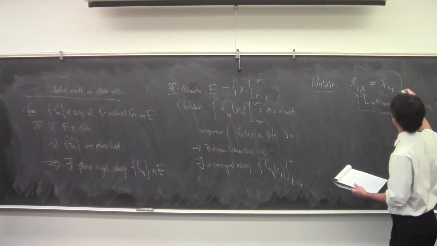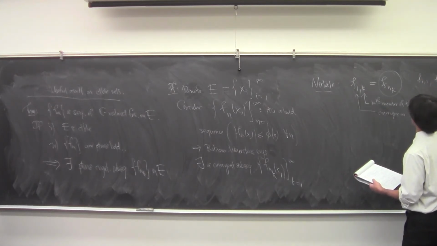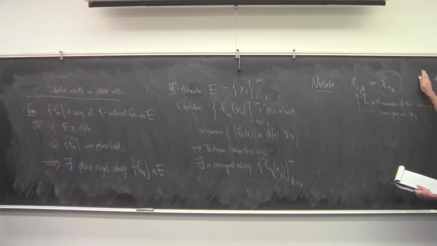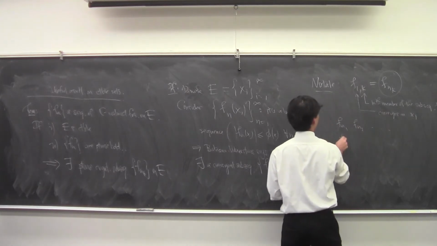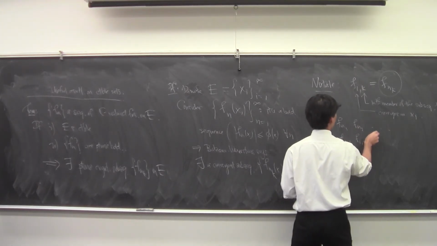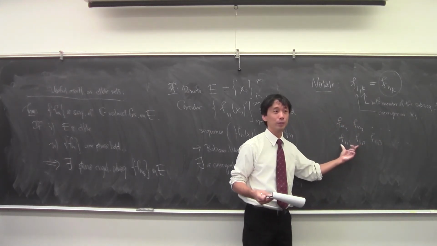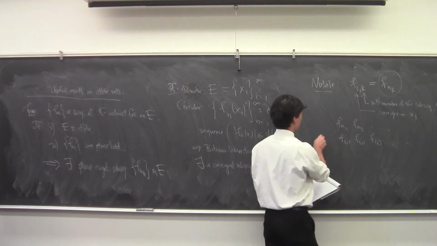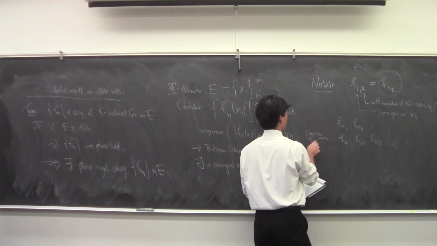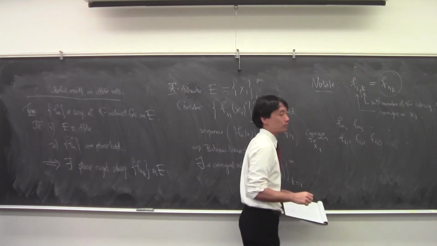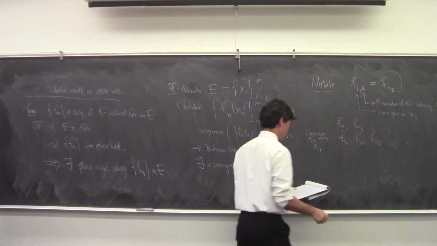So you've got this sequence, F11, F12, F13, etc. Instead of writing Fn1, Fn2, I'm going to write F11, F12, F13, etc., to denote that these are the guys that converge on the first element, x1. If I evaluate them at x1, these guys converge.